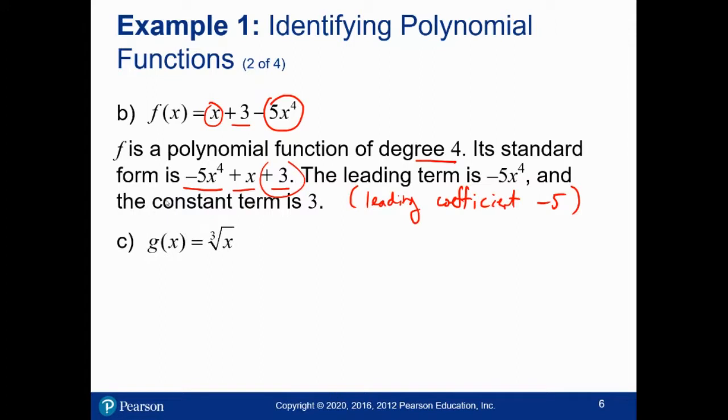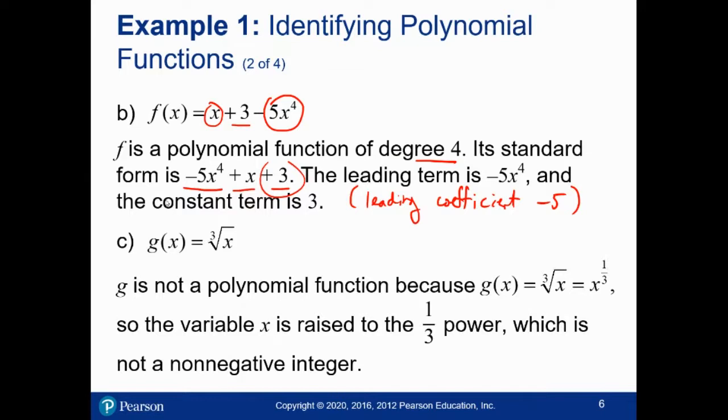All right, how about this one? G of x is the cube root of x. Is it a polynomial? If so, what is its degree? Write it in standard form, identify the leading coefficient, the leading term, and the constant term. If it's not a polynomial, explain why. This is not a polynomial, so the cube root of x can be rewritten as x to the 1/3 power. And this power is not a positive whole number, or what the book calls a non-negative integer, same thing. And since I'm using a fractional power, this is not a polynomial. It's still a function, it's just not going to be called a polynomial.